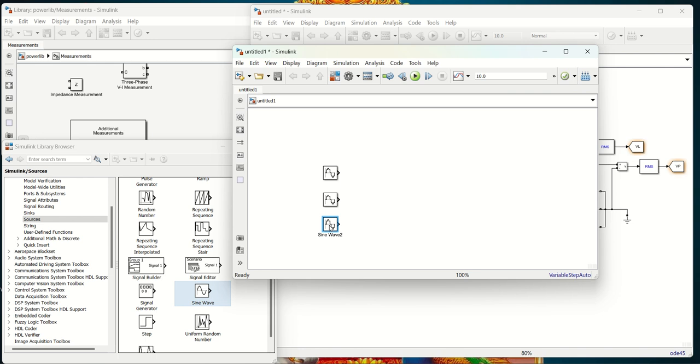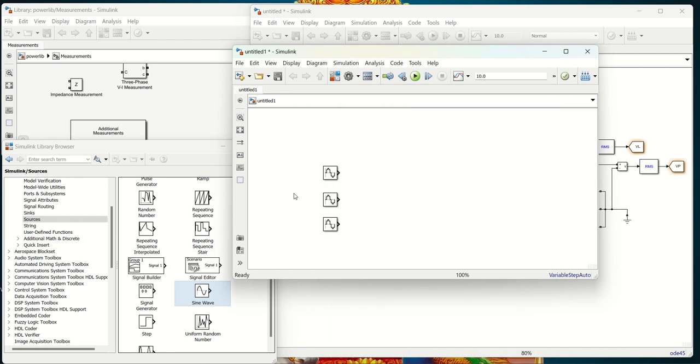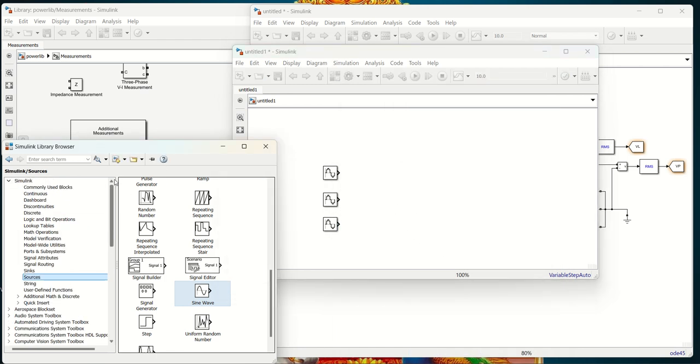Now same case here also. Instead of 120, we will take 240. That's it. Apply. Fine. So now we will check it.